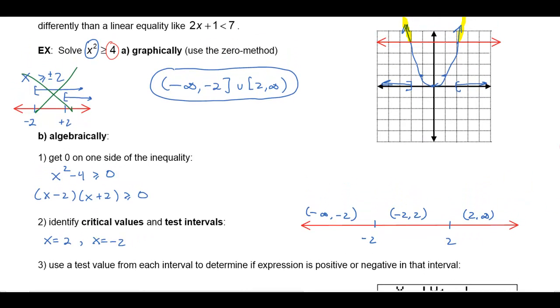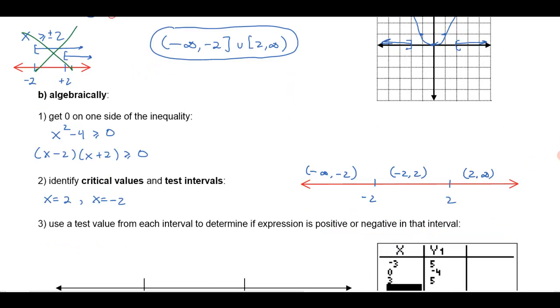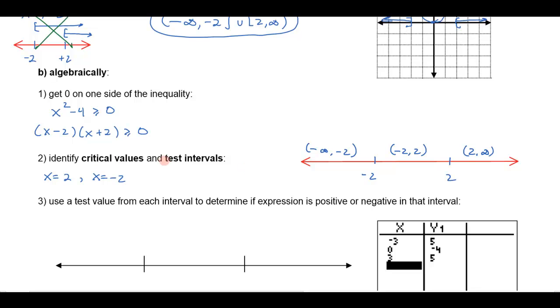You'll notice that those intervals correspond exactly up here to where I have from minus infinity to minus 2, that's part of the solution, and then this interval from minus 2 to 2, that's not part of the solution, and then over here from 2 to infinity. Another way to think of it: if I take this graph and subtract 4, I'm bringing everything down on the x-axis, and I'm really just looking at where the graph of x squared minus 4 is greater than or equal to 0. What I do then is use a test value from each interval.